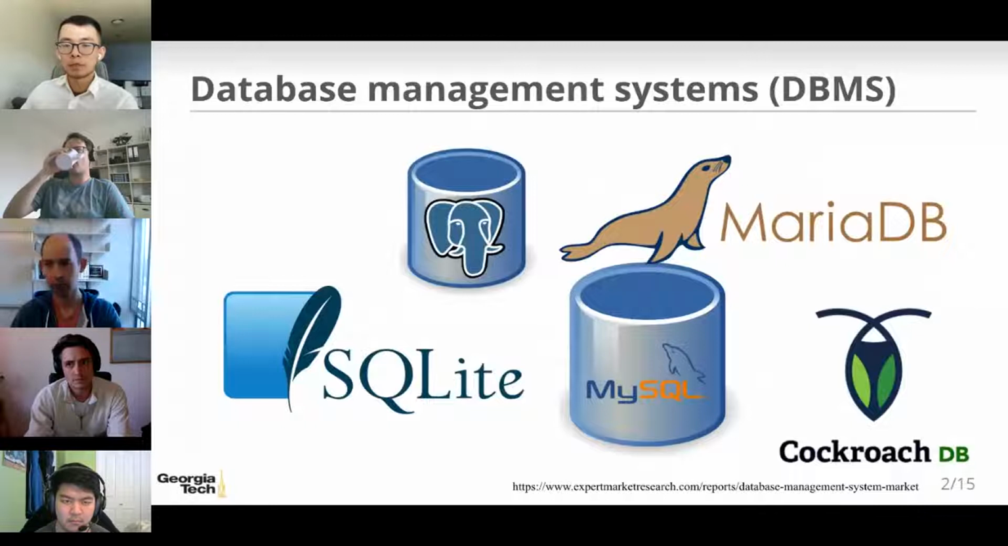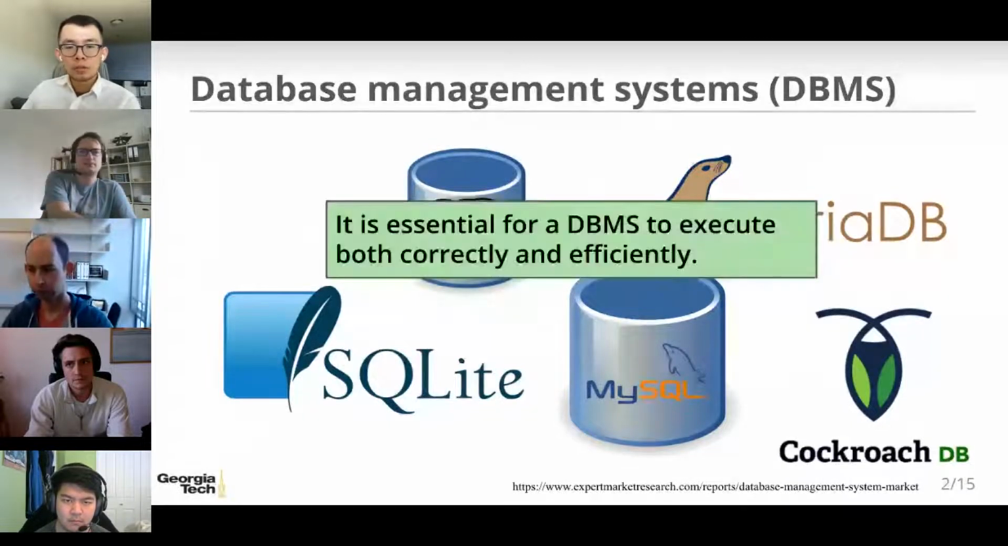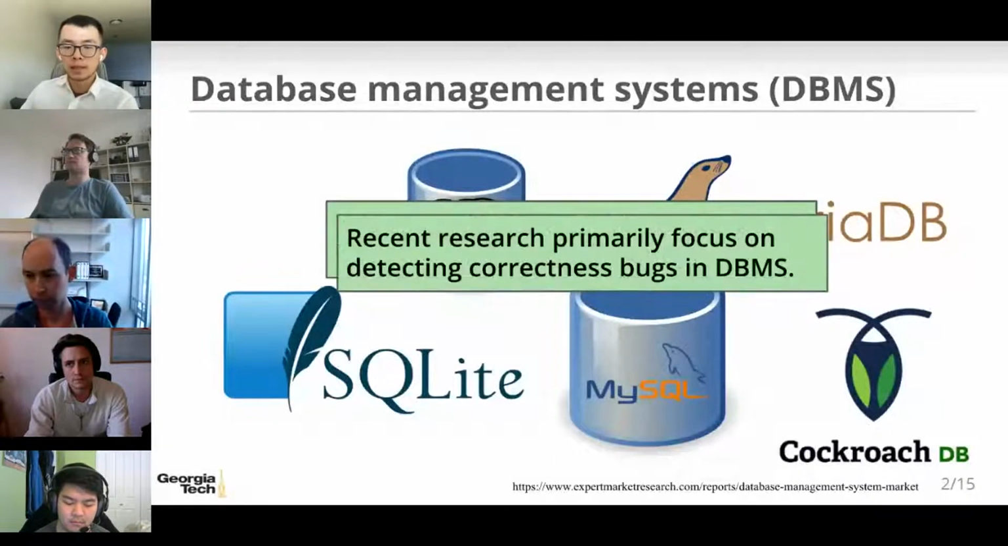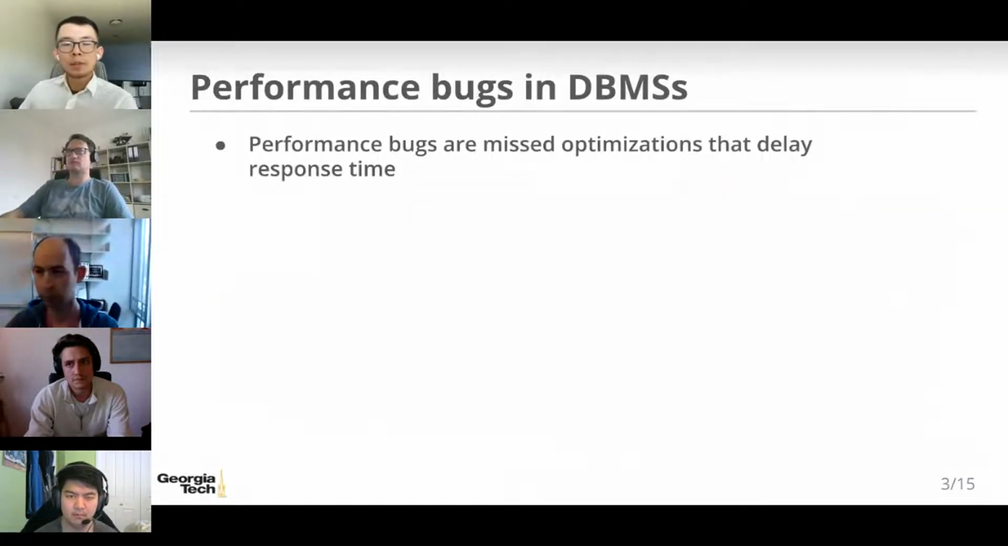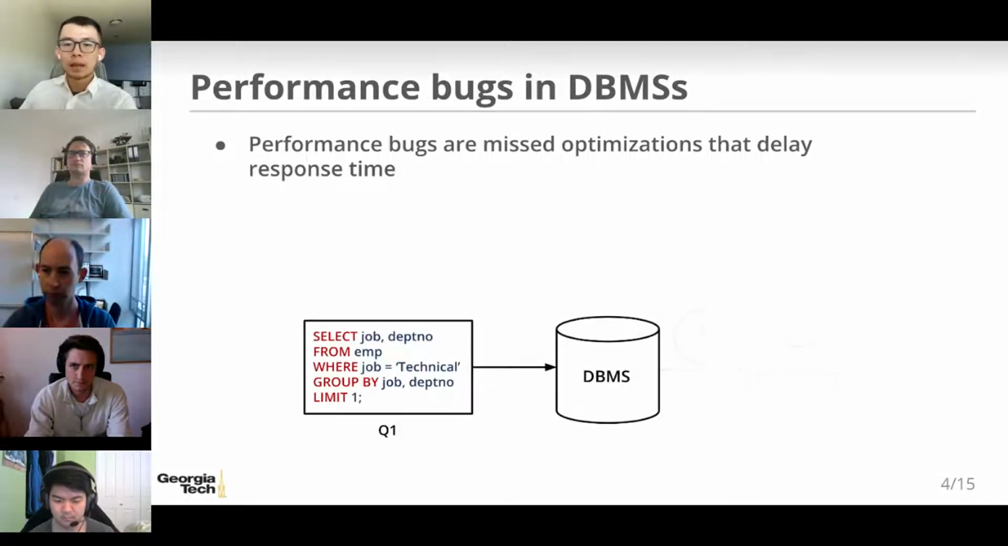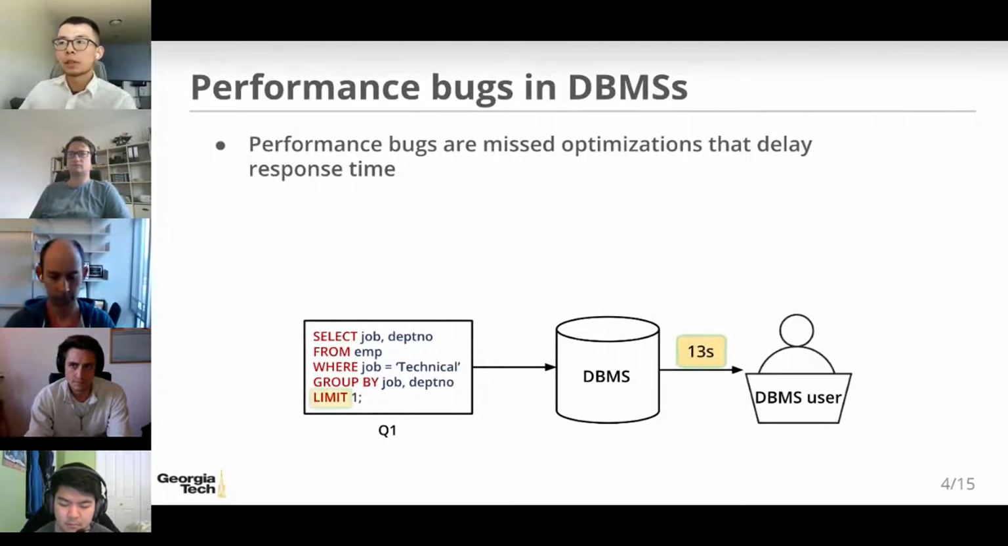DBMS correctness and performance. However, most recent research only focuses on DBMS correctness. The same scrutiny has not yet been applied to DBMS performance. Performance bugs are misoptimizations in DBMS that cause delayed response time. For example, assume we send this query Q1 to the DBMS, and it costs us 13 seconds. But looking at Q1, we notice that the limit keyword only asks the DBMS to give us the first satisfying row. So the query should have executed much faster.